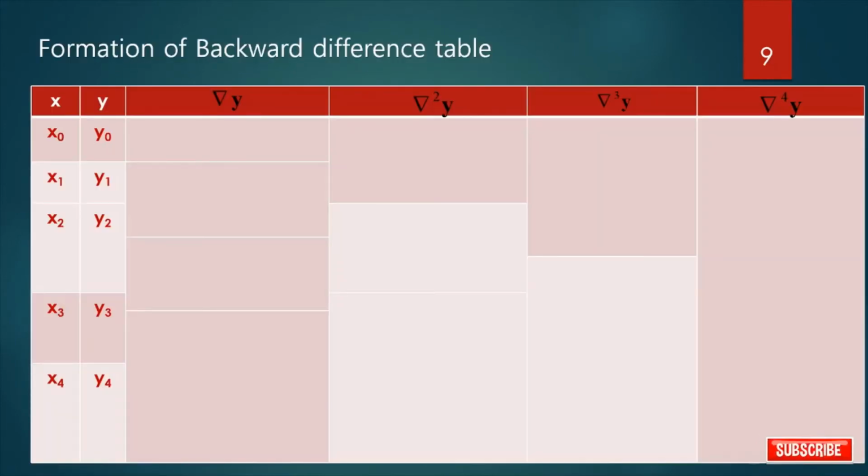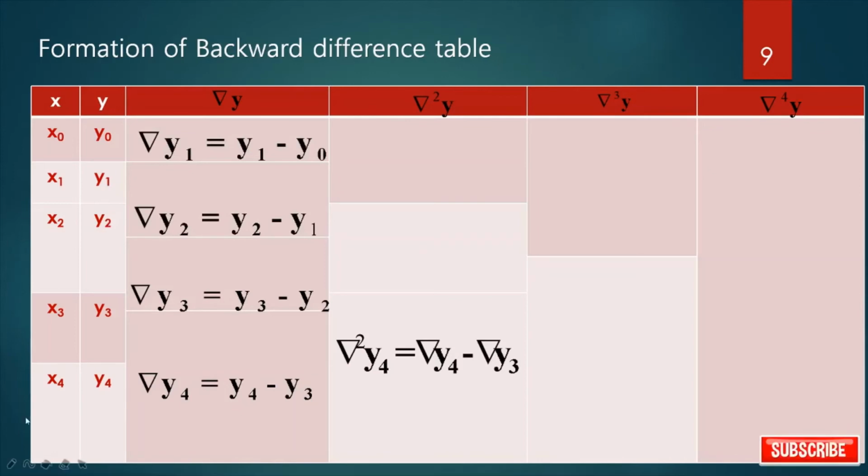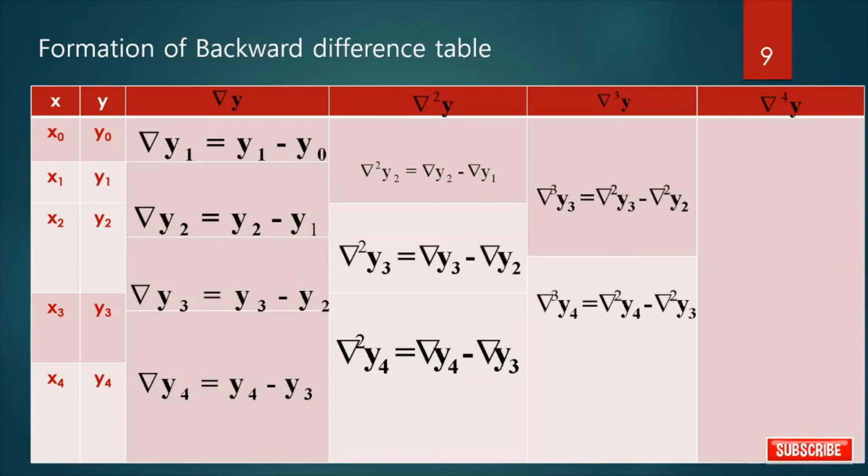Formation of backward difference table. X values and corresponding Y values are given. How many sets of values are there? 5. So, except X and Y columns, how many columns are there? It should be 4. So, what is nabla y4? It is y4 minus y3. What is nabla y3? It is y3 minus y2. What is nabla y2? It is y2 minus y1. In this way, I have to form the total table. Next, what is nabla square y4? It is nabla y4 minus nabla y3. In this way, I have to form this table. So, this is the backward difference table.